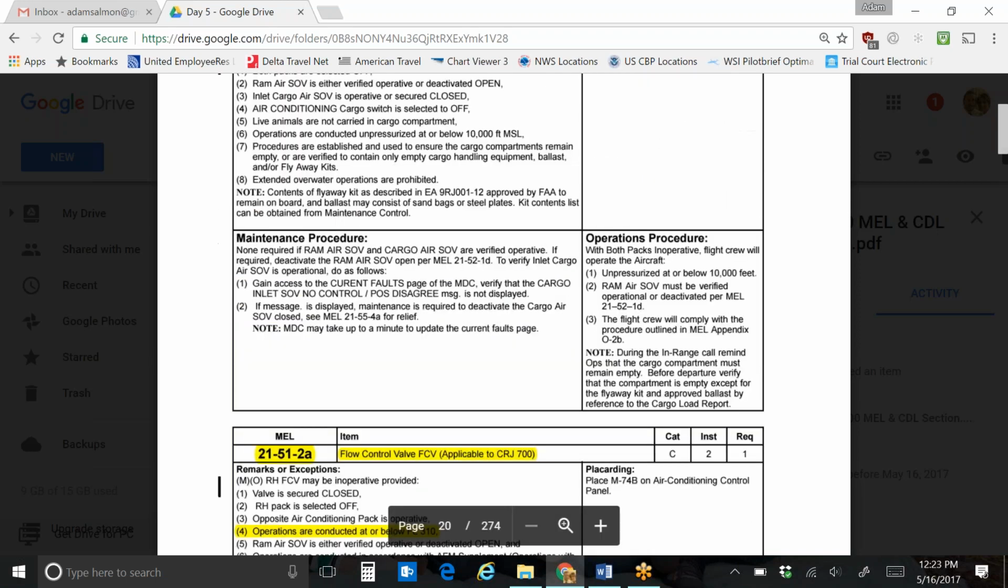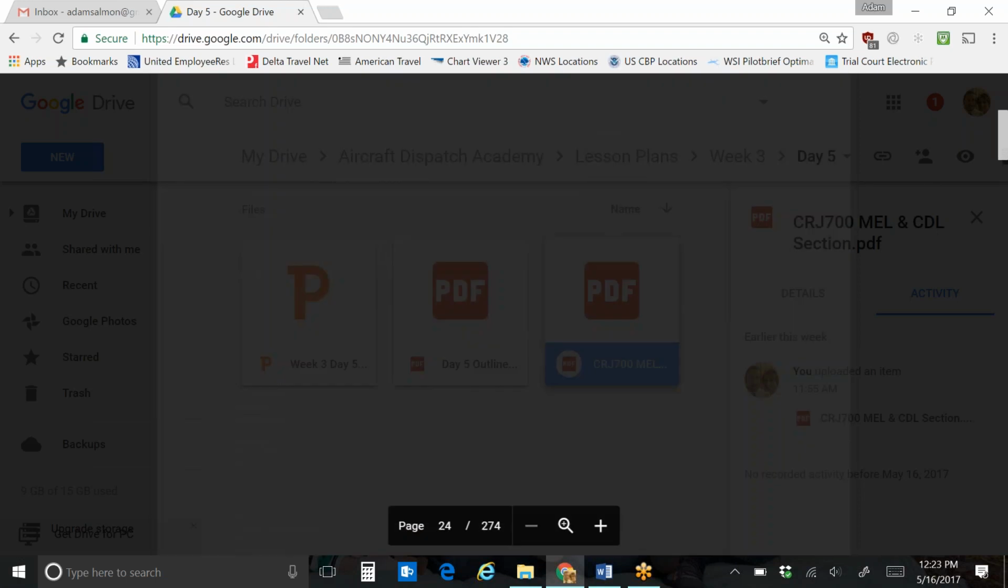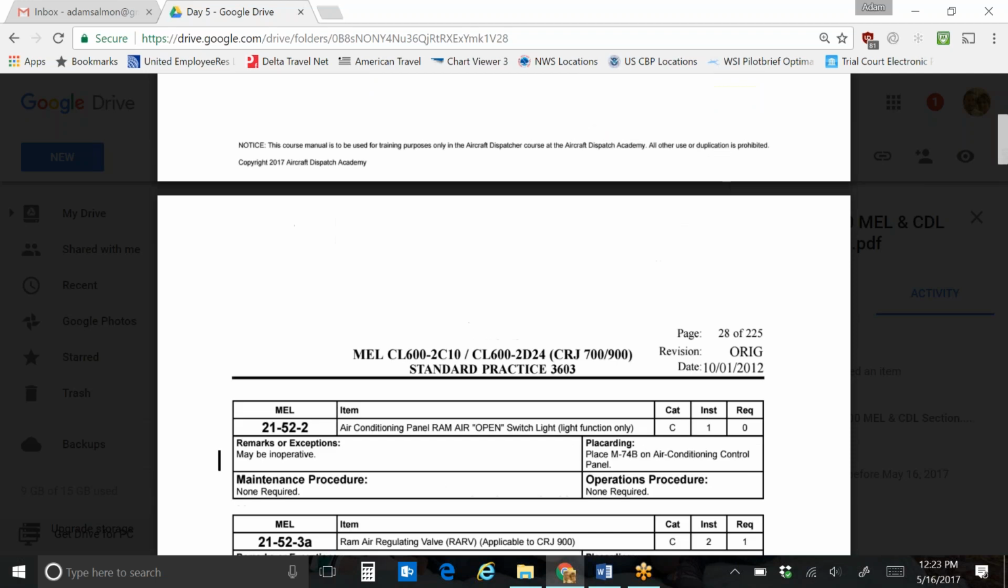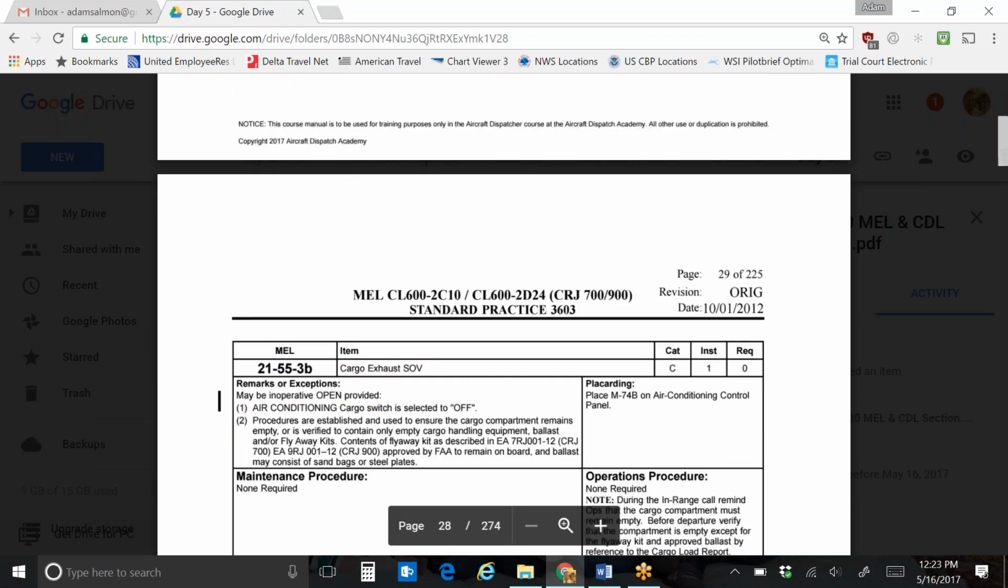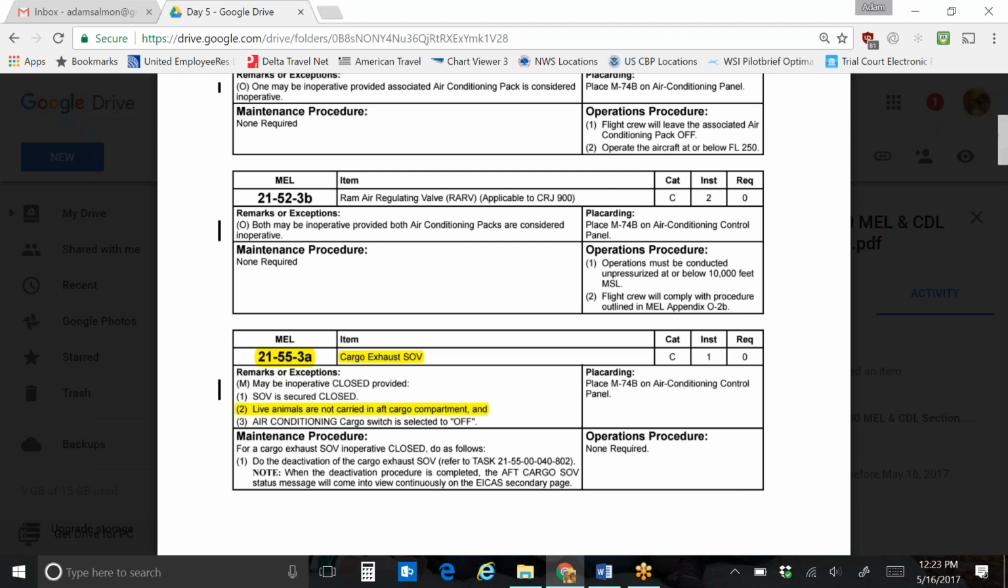So anyway, as you can kind of see, we continue going through here. I'm going to skip down a ways. 21-55-3 alpha, cargo exhaust shutoff valve. Live animals are not carried in the aft cargo compartment. That's the only restriction. That just means you need to call ahead to the next station, or call the station that it's leaving from, and make sure they don't load any live animals.